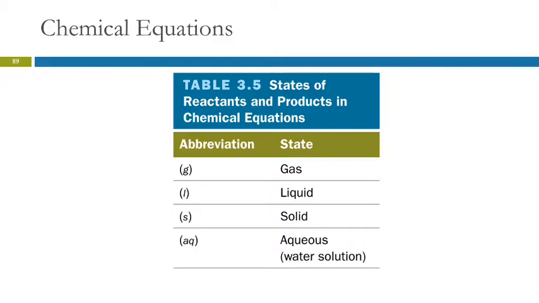These are the state symbols that are used in chemical equations. These are put in parentheses immediately following the chemical formula. So G for gas, L for liquid, S for solid. AQ means aqueous. It's dissolved in water.